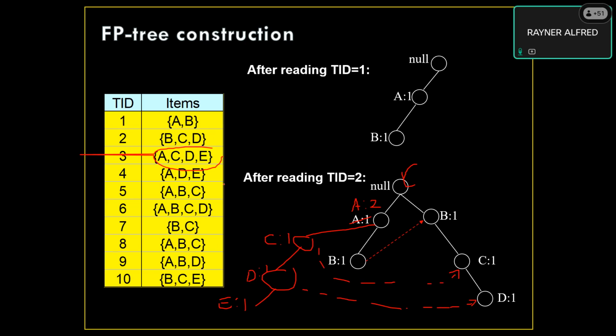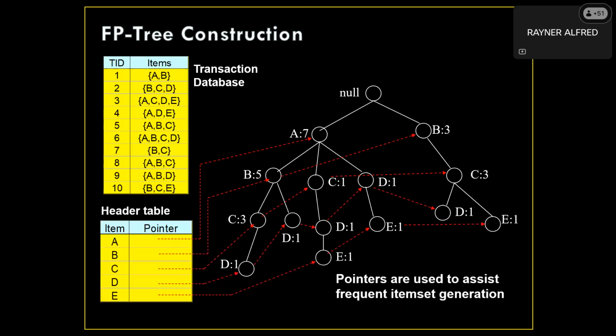Okay, so the next one is ADE. So we start from here. A will be changed to 3. And then D, we don't have D, so we have to open another one, which is D here, and this is 1. And then E. So after a few iterations, we will have something like this.